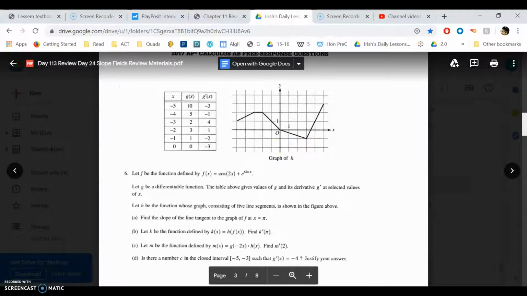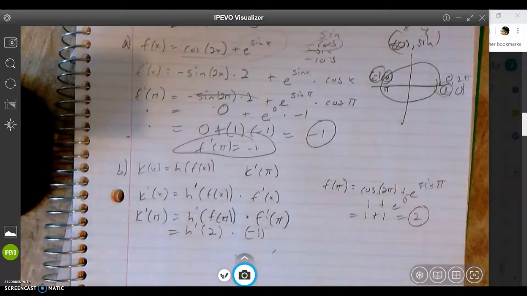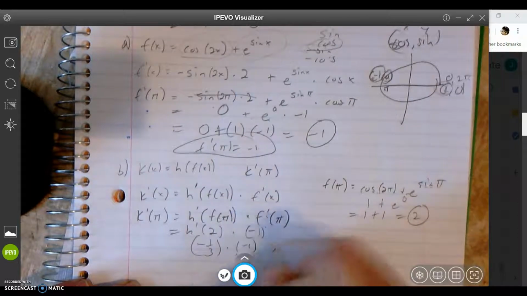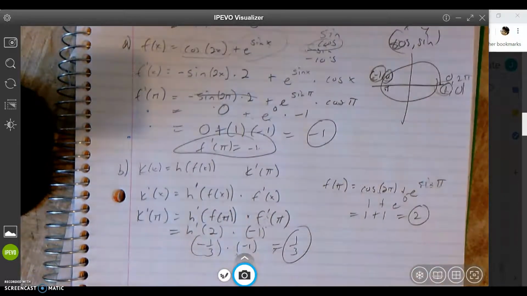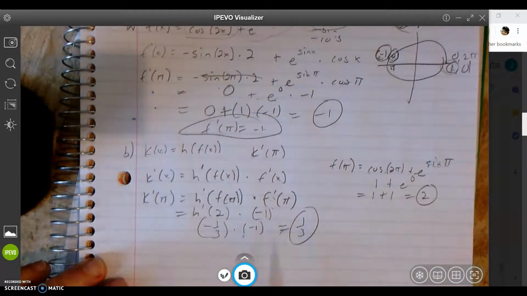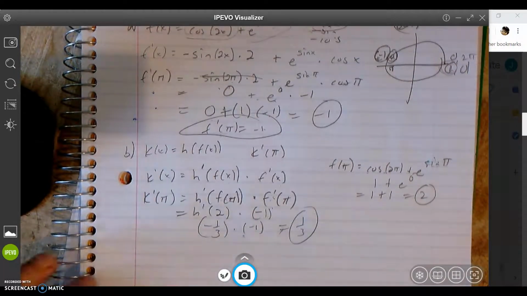So I'm looking at that. I got -1/3. Let's see. So this is -1/3 times -1, which is just 1/3. Cool. So that is the final answer. That's k prime of pi.